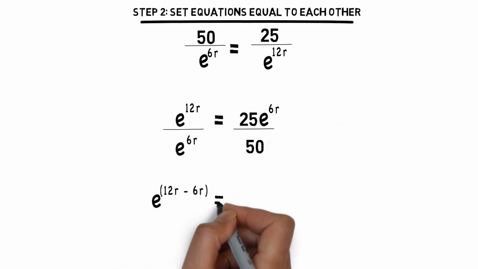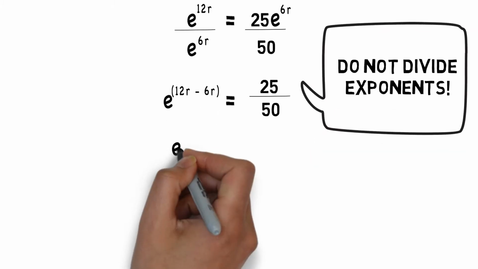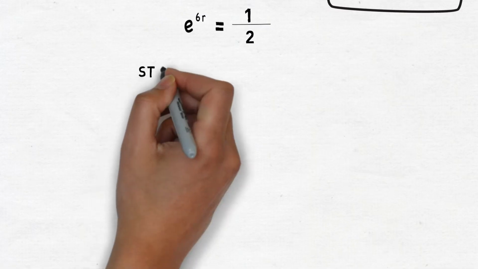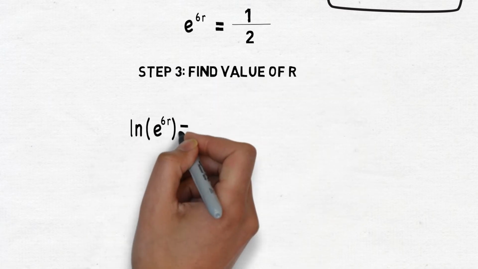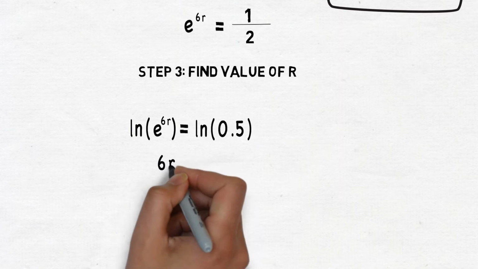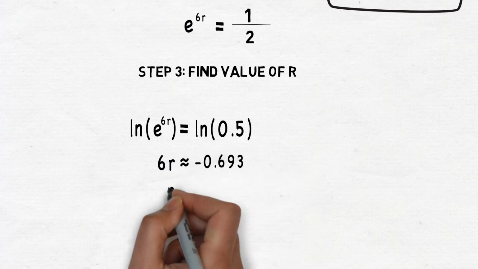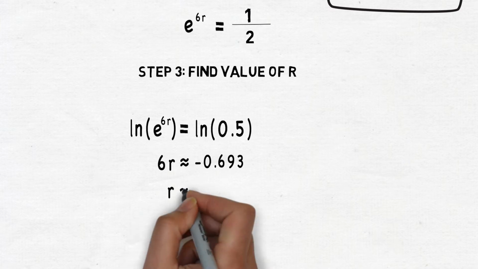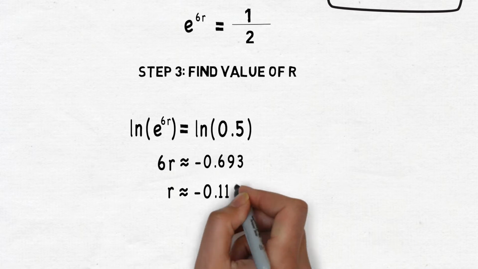Don't make the mistake we made earlier of dividing the exponents instead of subtracting. The initial amount may become unreasonable. Then, we take the natural log, ln, on both sides to cancel out the e and bring the exponent down. Lastly, we divide by 6 to isolate r. So r equals ln 1/2 over 6, which is approximately negative 0.116.